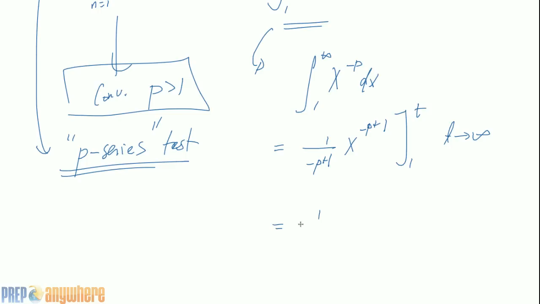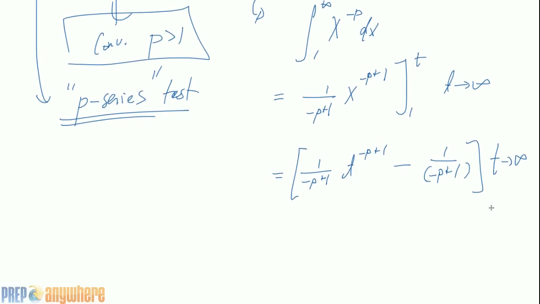Okay, so let's plug in t. And let's plug in 1, and you just get this. Okay. So what's happening to this as t approaches infinity? And that totally depends, right?